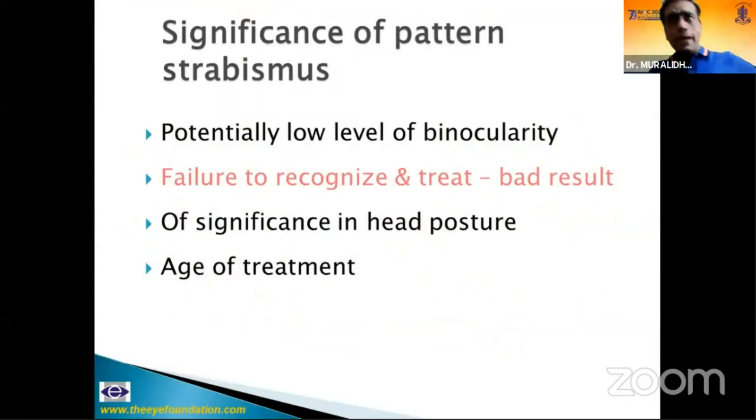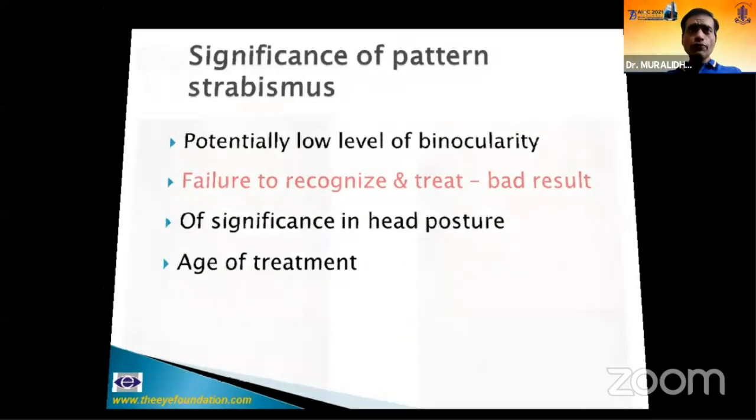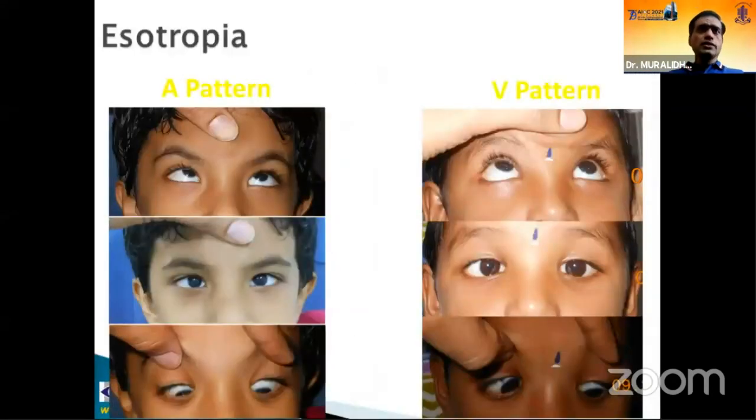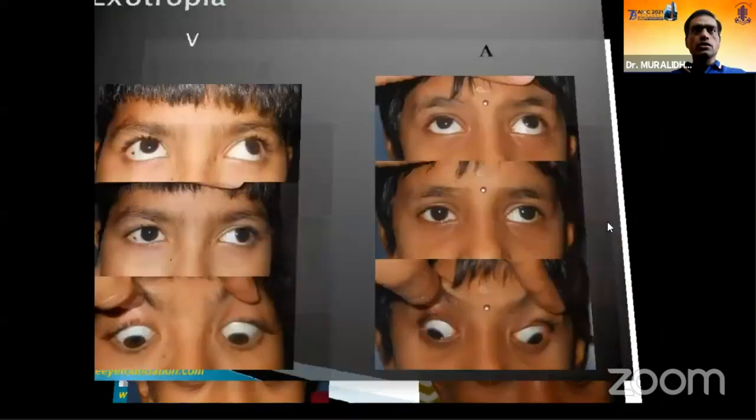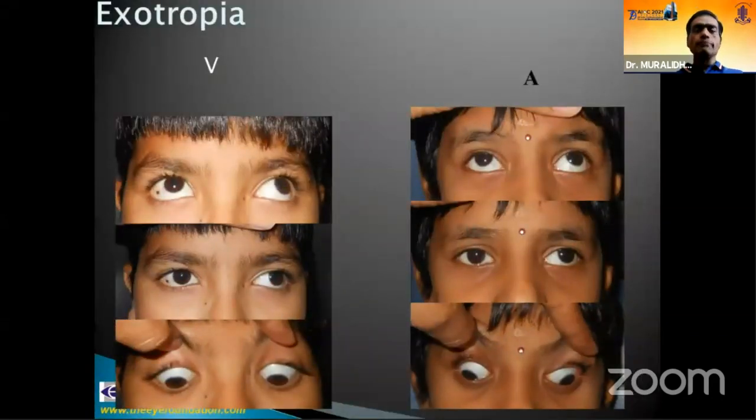So the significance of A pattern strabismus is that if you fail to recognize and treat it, then you end up with a very bad result. So this is an A pattern esotropia, and this is a V pattern esotropia. This is a V pattern exotropia and an A pattern exotropia.